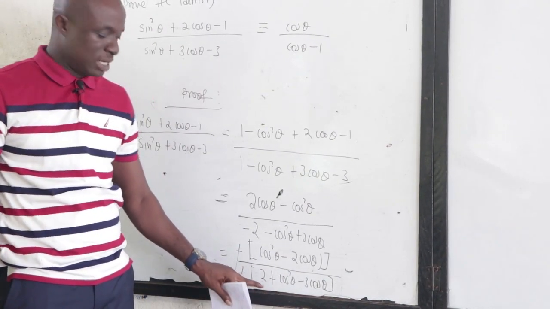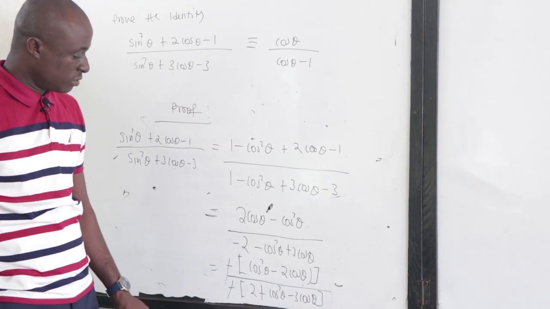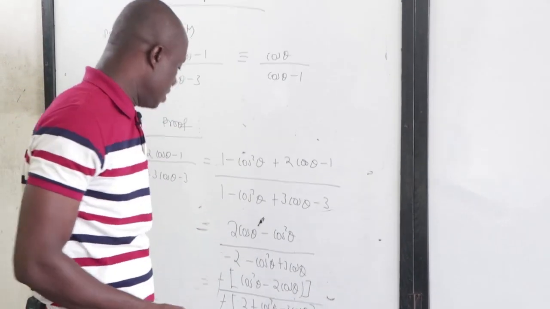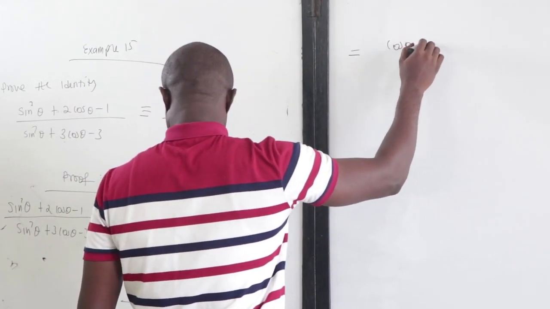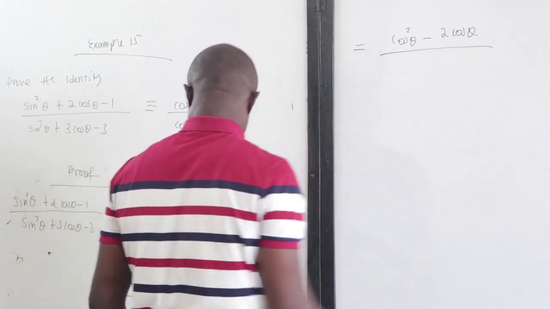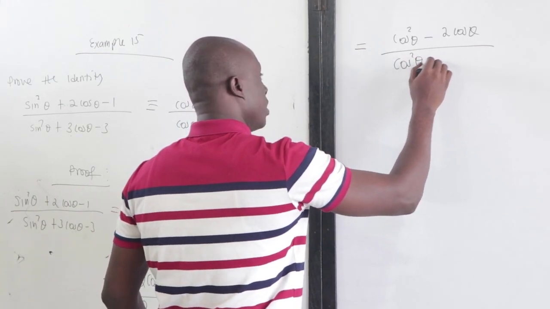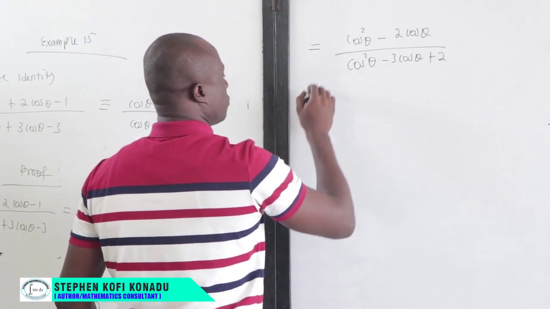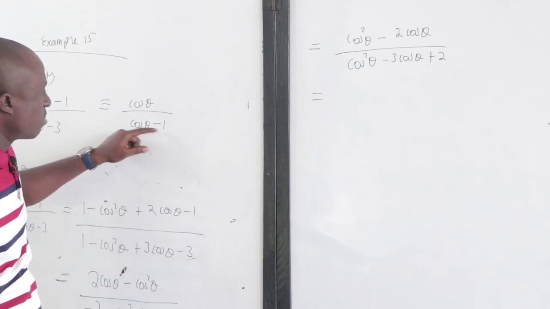Let's look at the denominator. We are getting a quadratic equation. So let's put it in standard form, that is ax squared plus bx plus c. So I'll bring the cos square theta first, minus 3 cos theta plus 2. Now, the question is saying that we have to show it in terms of what? Cos theta over cos theta minus 1.